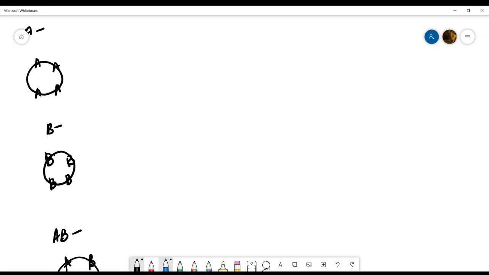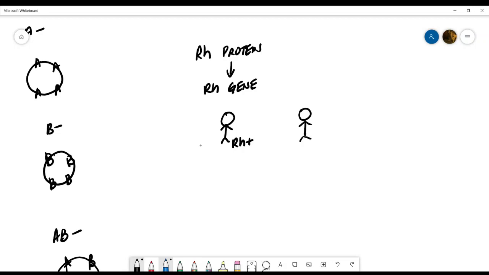So why is this a problem? From your Bio 1 days, you should understand Rh, again, is a protein. So in order to express this protein, you must have a Rh gene. So a person who is Rh positive will have the Rh gene. A person who is Rh negative has no Rh gene.